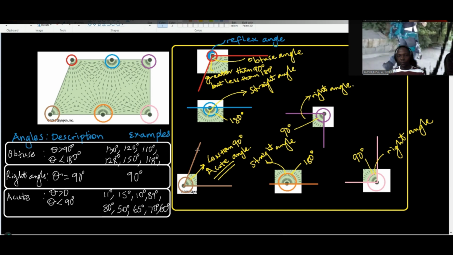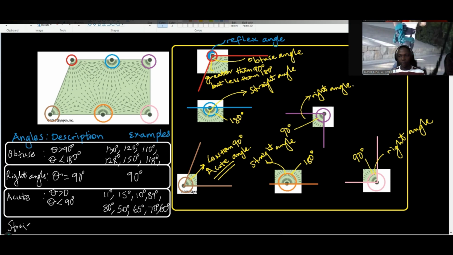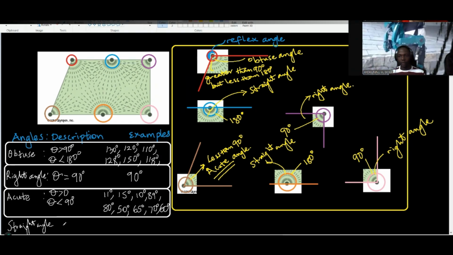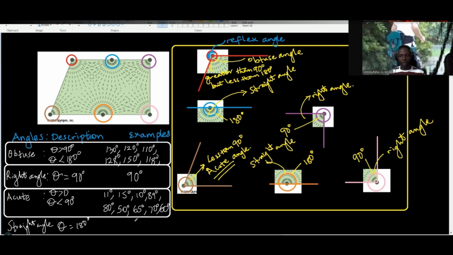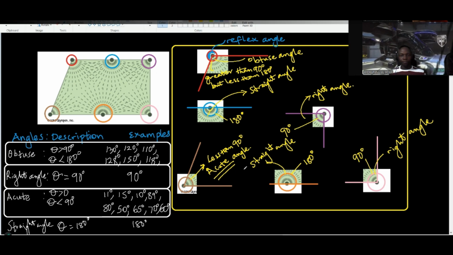Then what else? Straight angle. A straight angle is just 180 degrees, okay? And the example is 180 degrees. What about which other one remains? Reflex angle.